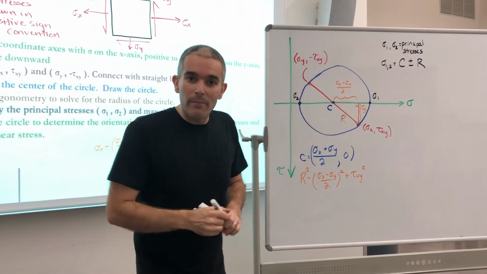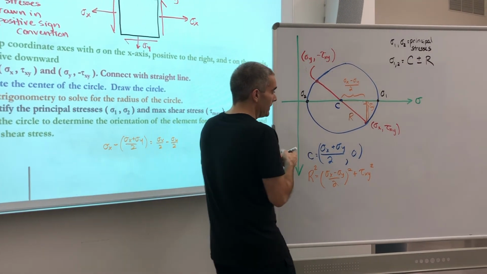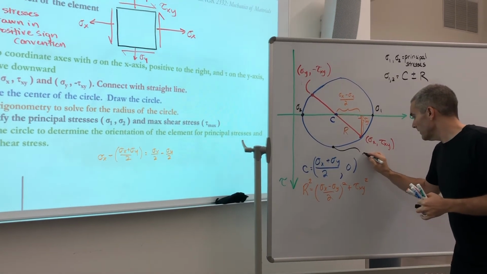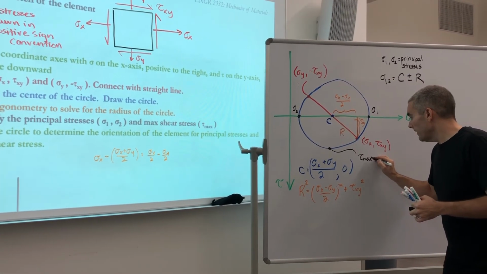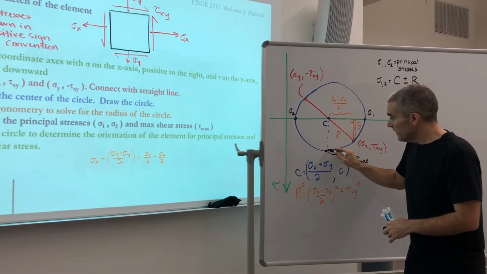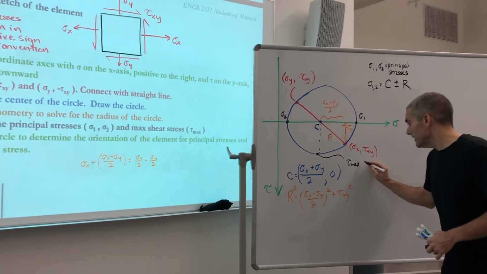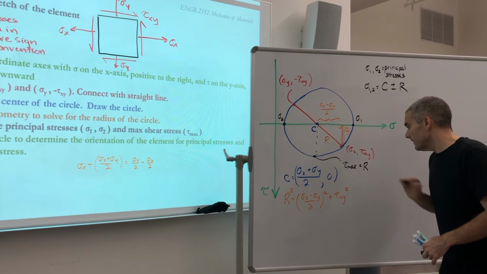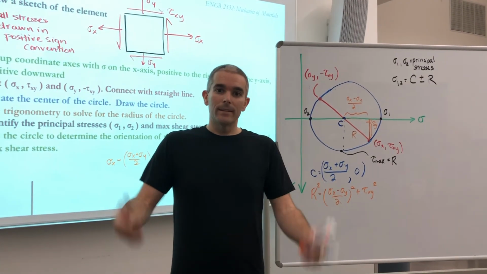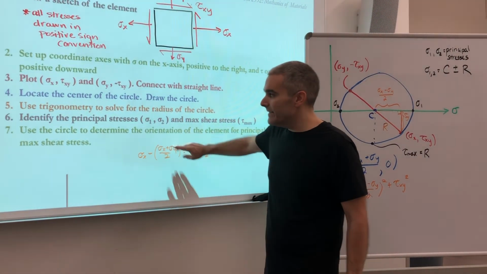Finally, we want to identify the max shear stress. So tau is at a maximum at the bottom of the circle. And its value is also this distance, which happens to be the radius. So tau max equals the radius. Great, I think we've done a great job. Now we are on to step 7.